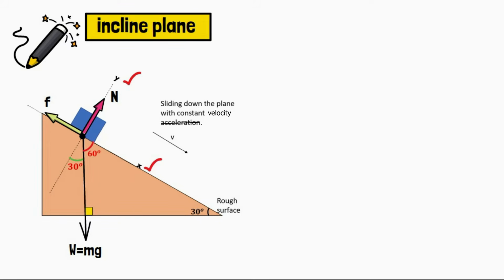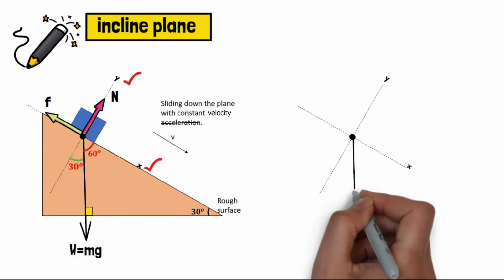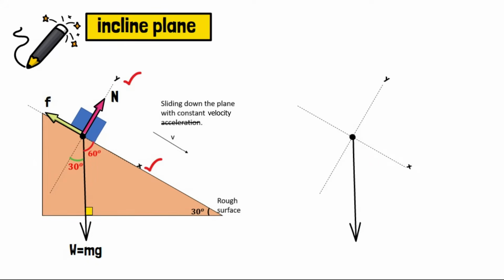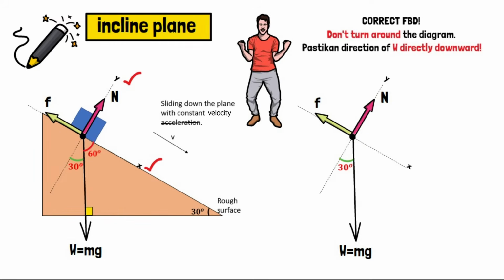Tiada. Dan pastikan bila lukis free body diagram untuk inclined plane, jangan pusingkan paksi Y dan paksi X. Make sure the direction of W is straightly downward, seperti gambar rajah asal. Boleh? So, kita boleh transfer jadi macam ni, tapi jangan pusingkan paksi Y dan paksi X.